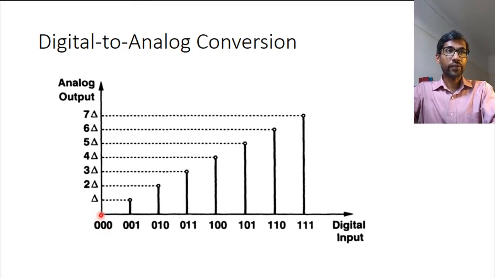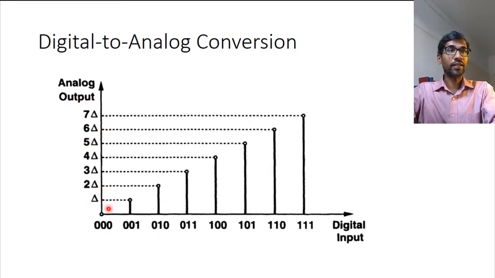On the x-axis, you have the digital code. And as you know, with a digital code you don't have all values of numbers represented. They are discrete numbers. So if you have a 3-bit code, you have 8 different numbers associated with it. And each of these numbers is then converted into an analog value.